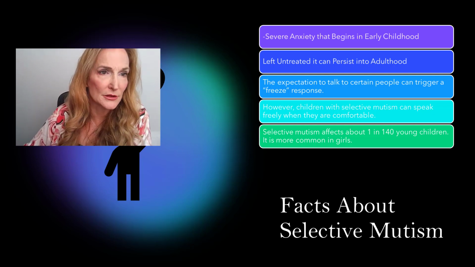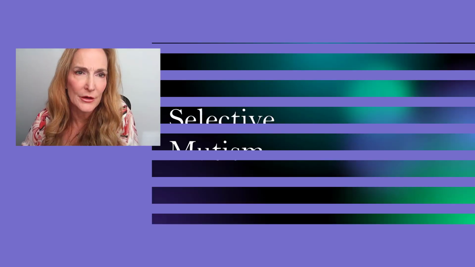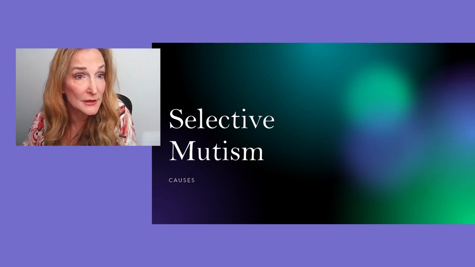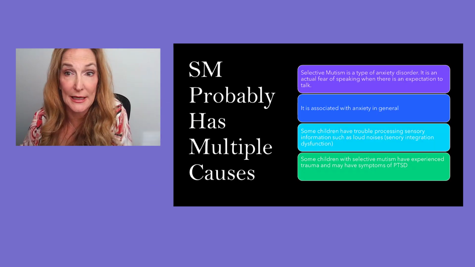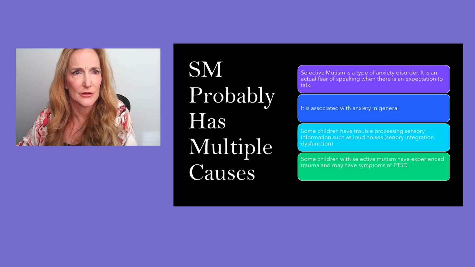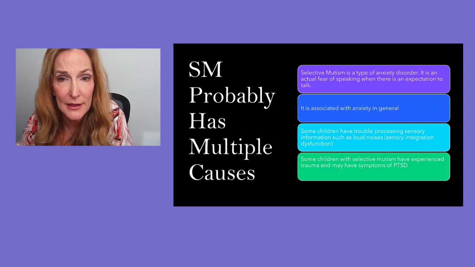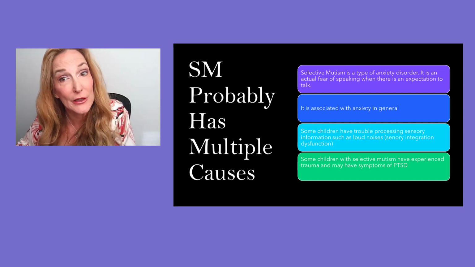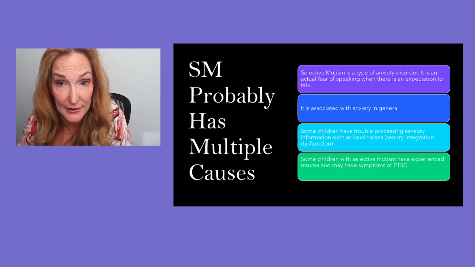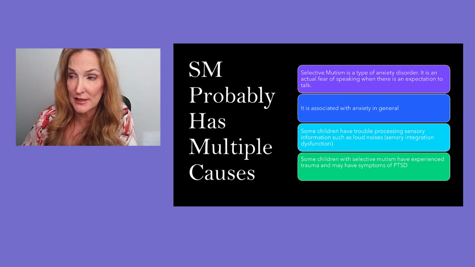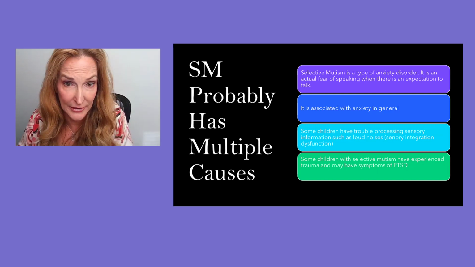So what are the causes? Why does this happen? There are probably multiple causes. It's generally accepted that selective mutism is an anxiety disorder. It's a type of phobia, certainly in the anxiety disorders family. It is an actual fear of speaking when there is an expectation to speak. It is associated with anxiety in general. These children are very anxious children.